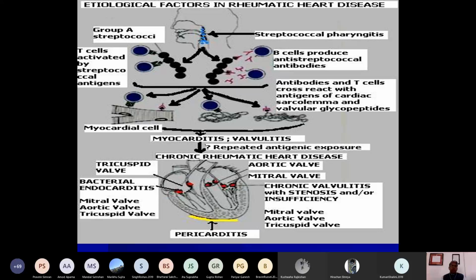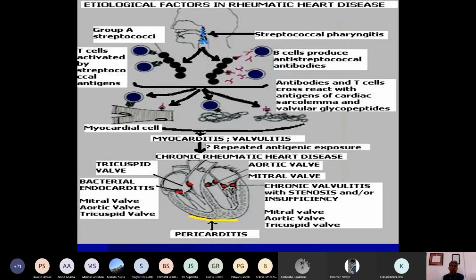So just to recapitulate, Streptococcus entering into the throat, getting picked up by our macrophages, antigen being processed either on MHC1 or MHC2 molecules, and those antigens being identified as foreign antigens, leading to stimulation of both B cells as well as T cells. And the effect of that is production of the antibodies and its influence on various tissues. We are concerned over here primarily with the heart.